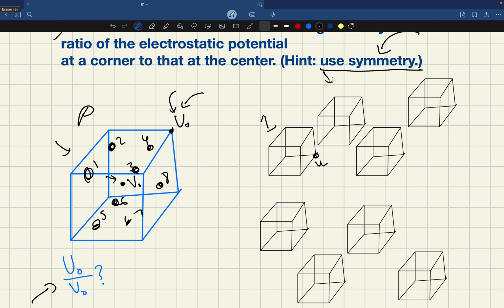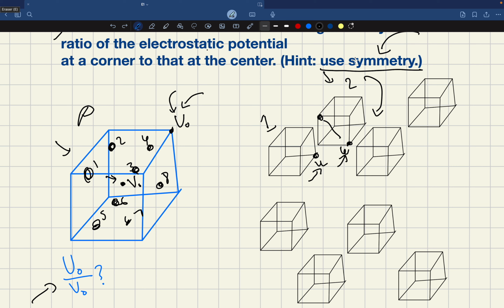Take this one. Let's say this is cube number 2. This corner touches the big cube's center, and whatever potential is here will be the same potential here, because with a cube the potential at each corner of the cube is going to be the exact same as at any other corner by symmetry, because why would it be different? You could literally rotate this cube 180 degrees, you would have this corner coming here, and the potential you would see is the exact same.